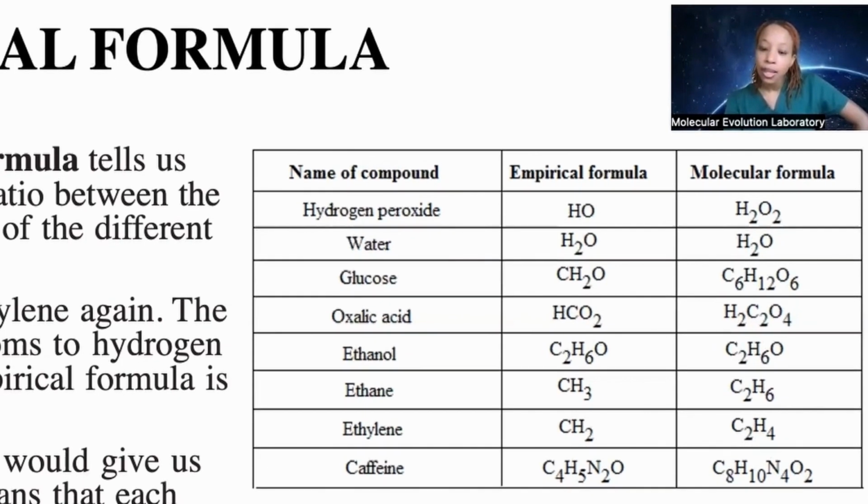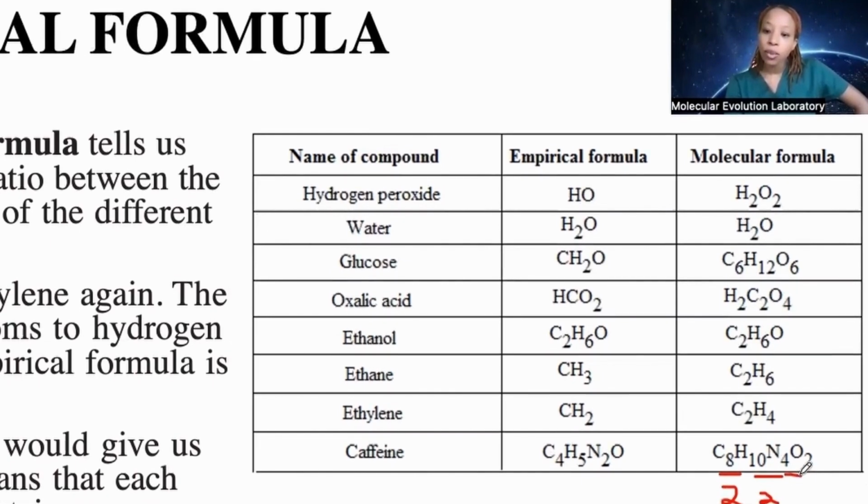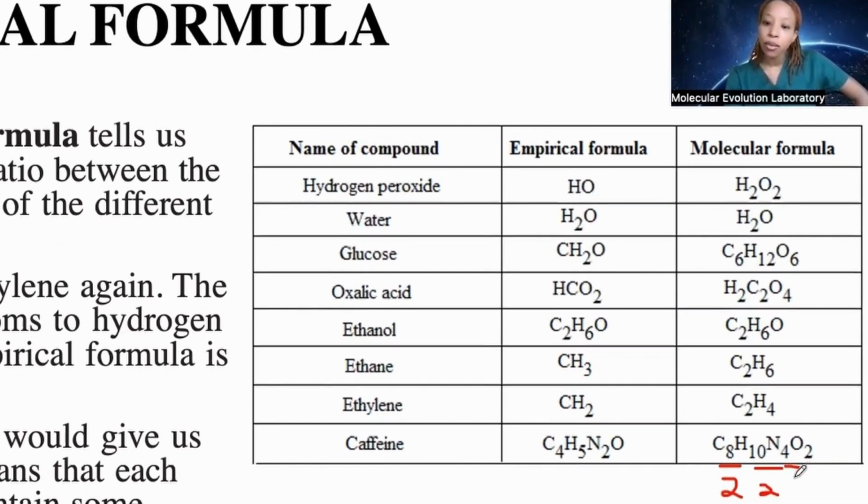And lastly, we have caffeine, C8H10N4O2. The easiest factor would be to divide this by 2. This will give us 8 divided by 2, so this is 4. 10 divided by 2, as well as 4 divided by 2. Naturally, 2 will divide by 2. We end up with C4H5N2O.